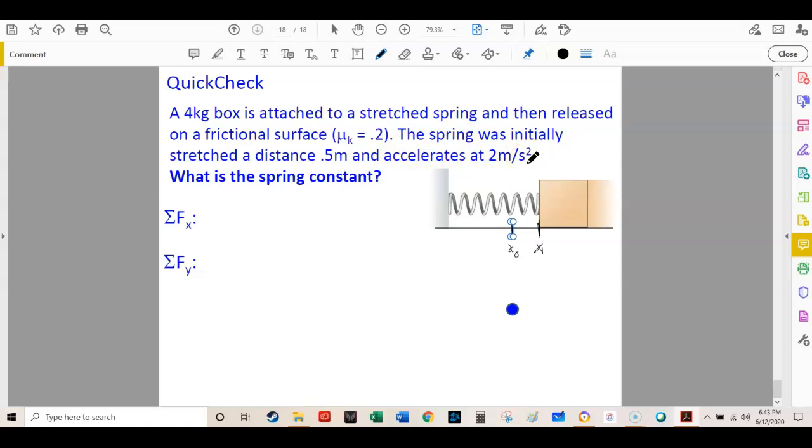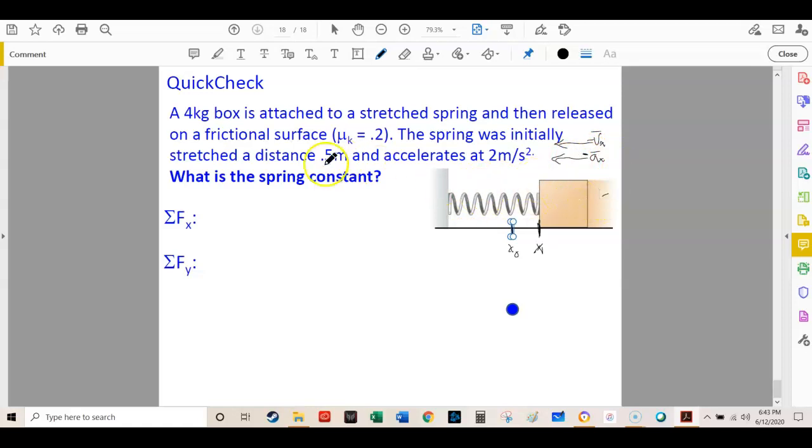It's a 4 kilogram box, initially stretched at a distance of 0.5 meters, and it accelerates at 2 meters per second. That means it's going to be accelerating to the left, so it's going to have a negative x direction acceleration. It's speeding up as it's moving in the x direction. Started from rest, so it's speeding up as it's moving to the left.